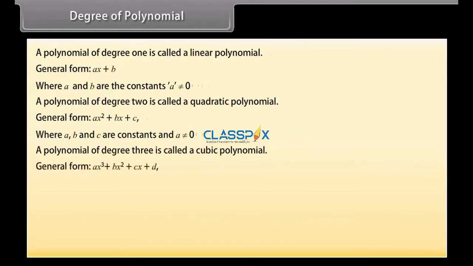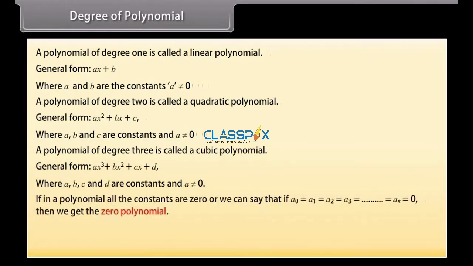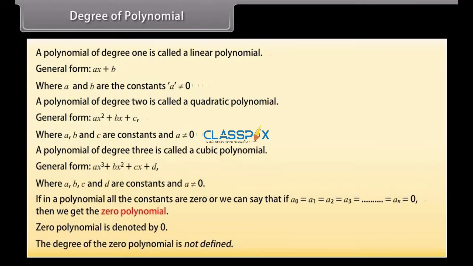Its general form is ax raised to the power 3 plus bx raised to the power 2 plus cx plus d, where a, b, c and d are constants and a is not equal to 0. If in a polynomial all the constants are 0, or we can say that if a0 is equal to a1 is equal to a2 is equal to a3 is equal to so on, is equal to an is equal to 0, then we get the zero polynomial. Zero polynomial is denoted by 0. The degree of the zero polynomial is not defined.